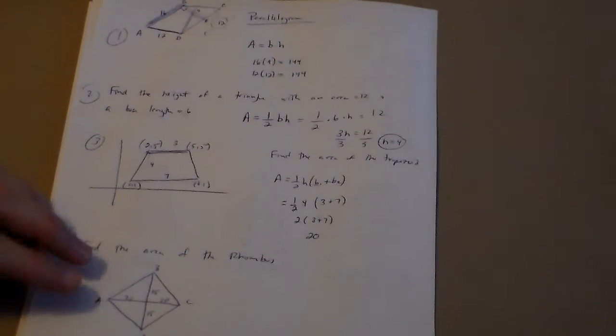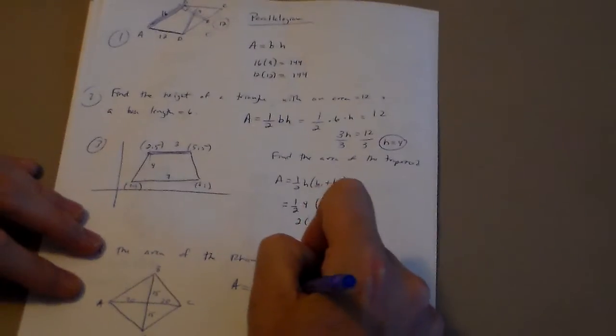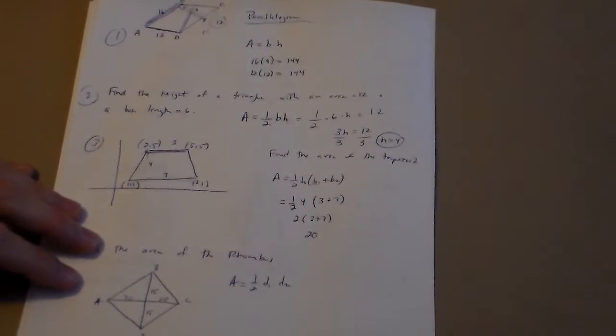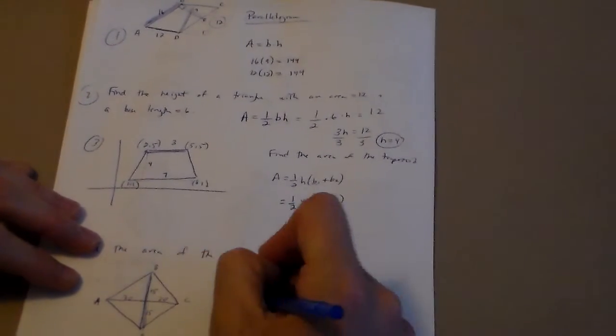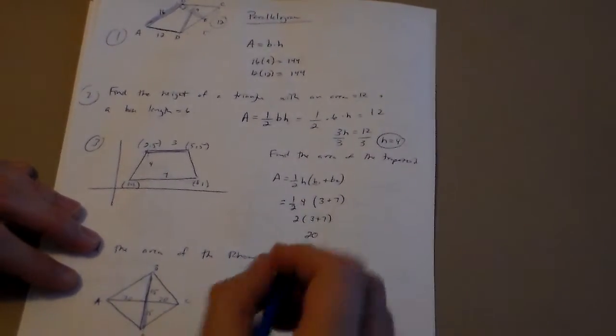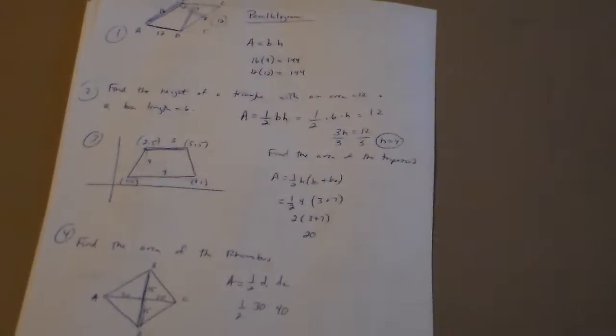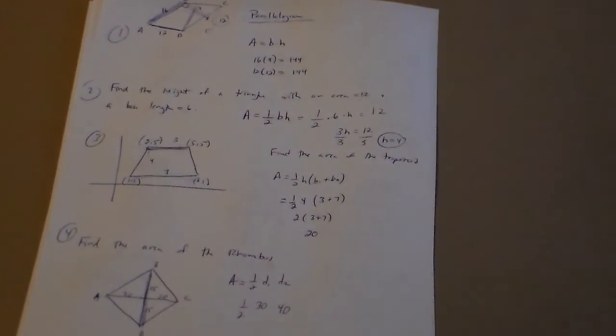All right, here we go. Find the area of the rhombus. Well, that is one half d1 times d2. This diagonal is going to be 30. This diagonal is going to be 40. Let's get the calculator for this one. You guys probably don't need a calculator. You guys are smart. 30 times 40 is 1,200. Then you divide it by 2. And I get 600.